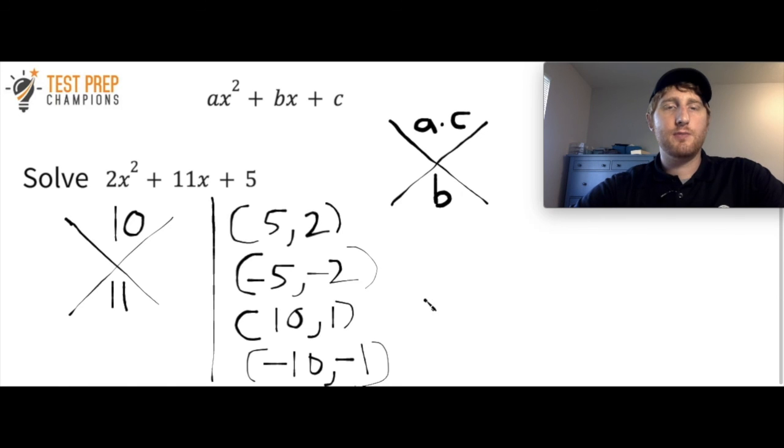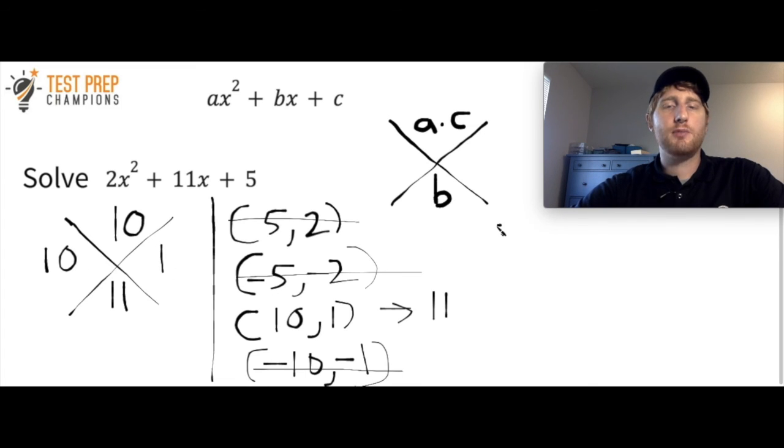Okay, so if I add these up, this is going to give me positive 7, won't help. This is going to give me negative 7, won't help. 10 plus 1 is going to give me positive 11, which helps. Actually, that helps us a lot because that's what we needed. This will give me negative 11, which isn't what we want. All right, so I'm going to write my 10 here and my 1 here just to remember it.